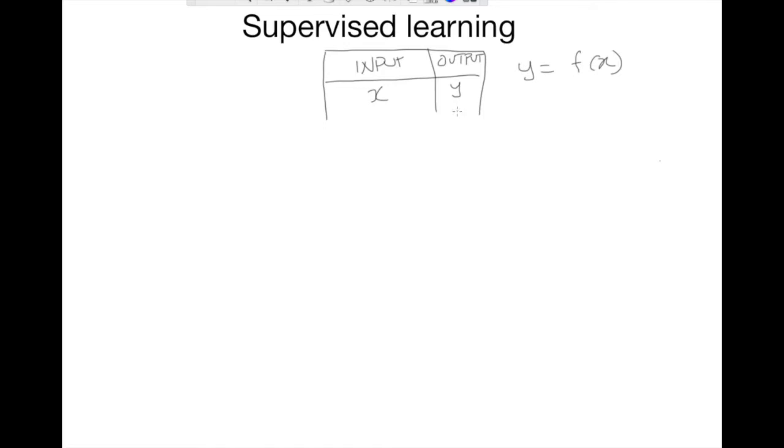Now, when your outputs are discrete in nature, say for instance, trying to recognize the handwritten digits and classifying them between 0 and 9, then this type of supervised learning is called classification. On the other hand, if the outputs are real valued numbers, then it becomes regression. Let's look at an example each.